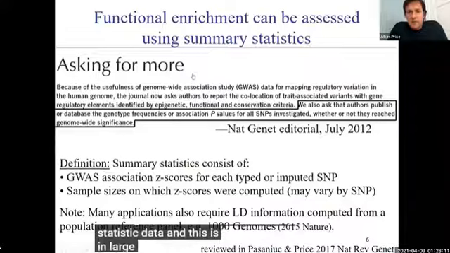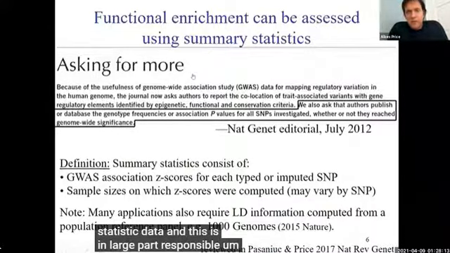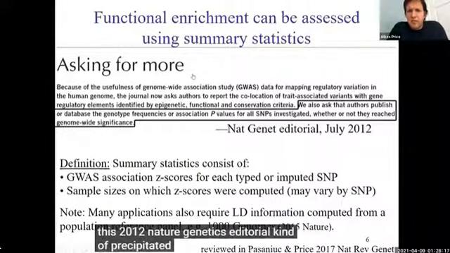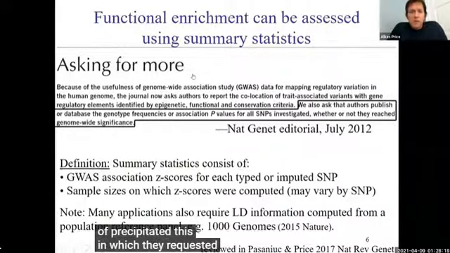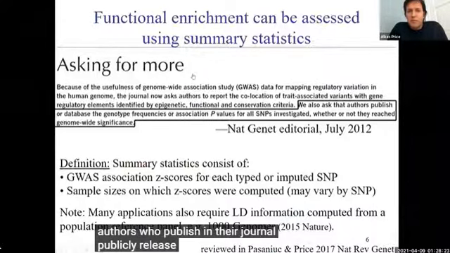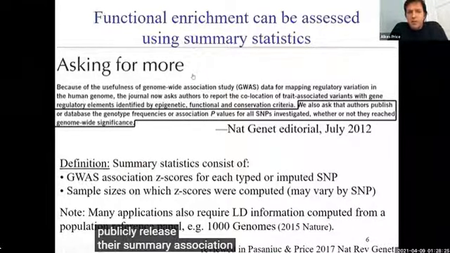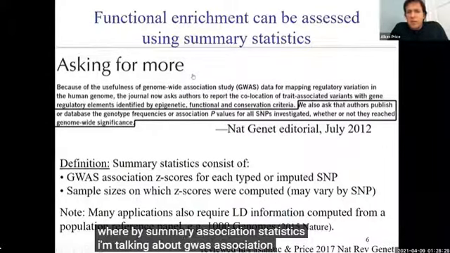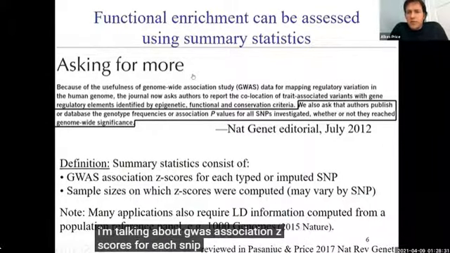And this is in large part responsible, this 2012 Nature Genetics editorial kind of precipitated this, in which they didn't require it, but they requested that authors who publish in their journal publicly release their summary association statistics, where by summary association statistics, I'm talking about GWAS association z-scores for each SNP, genotyped or imputed SNP analyzed.